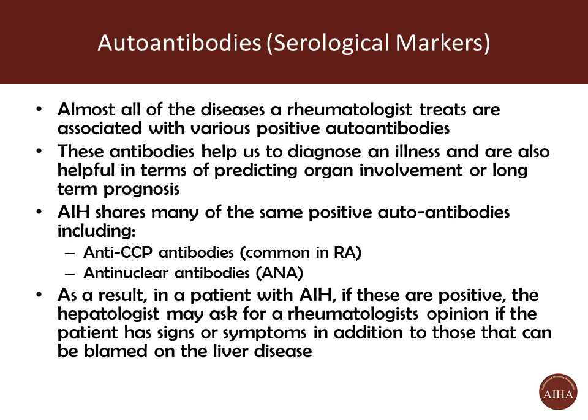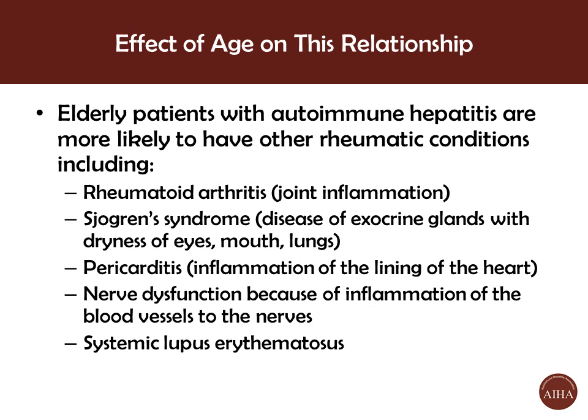If someone in your family has autoimmune disease, you're going to be more likely to have one of those. The higher the titer, the more likely. If your hepatologist finds some of these antibodies, they may send you to us as well. People who are elderly are a little bit more likely, if they have autoimmune hepatitis, to also have one of our diseases. Rheumatoid arthritis is a classic disease of joint inflammation, so swelling of the joints and morning stiffness.